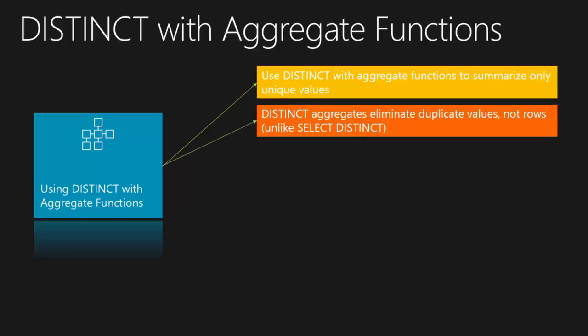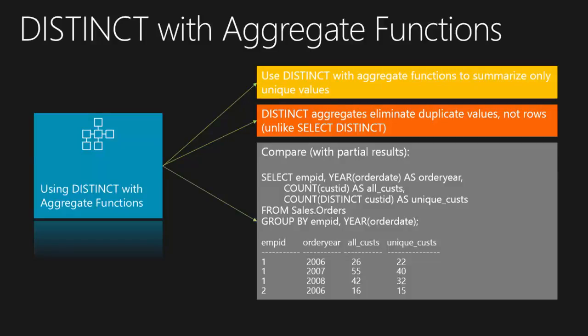When distinct is used in the select clause, it eliminates the whole rows, but when it is used in the aggregate function, it eliminates duplicate values. Let's take a look at a quick example. This query returns the customers that have placed orders grouped by employee ID and the year. Let's execute this query and observe the results.